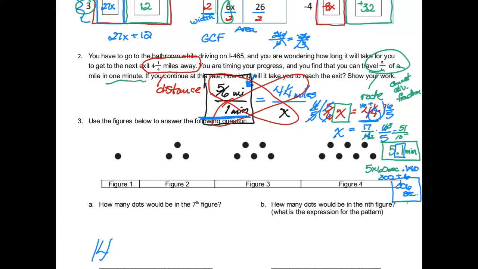Okay, well, let's check this out. So figure 1. Figure 1, take a look at it, see what you observe. Okay, figure 2. What do you see? Because it's what you see in the picture that's going to be important. Two dots were added. Okay, so you're looking from here to here, and you said we added two. Okay. What about from here to here?